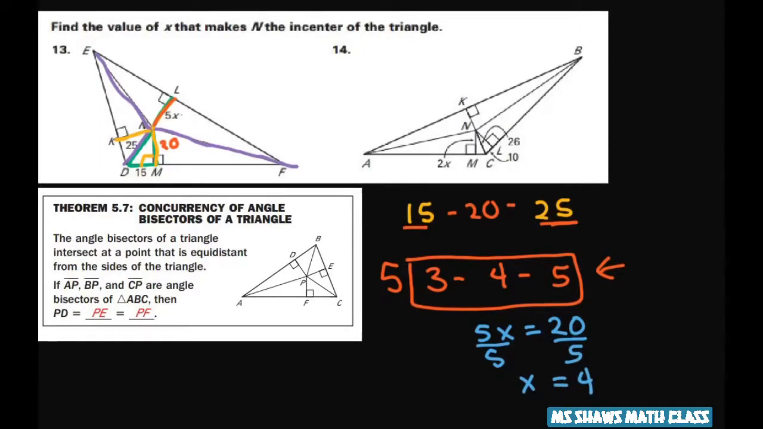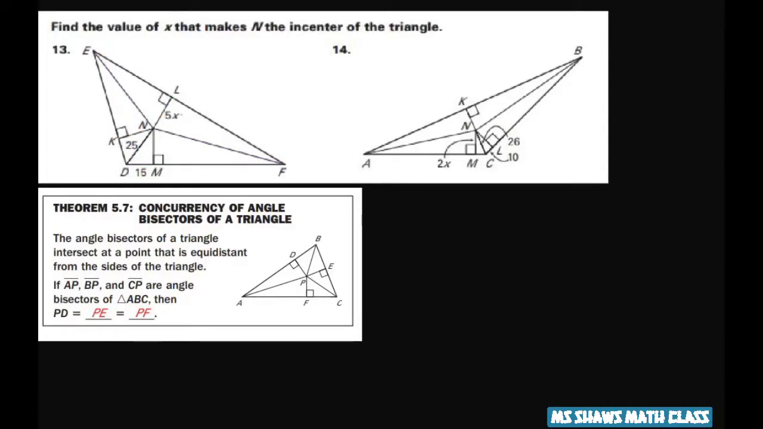All right, and we're going to do the same thing with the next one. Here are your angle bisectors. It's bisecting A, B, and C. And so these sides are congruent.